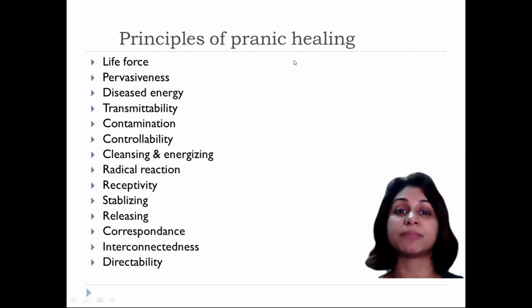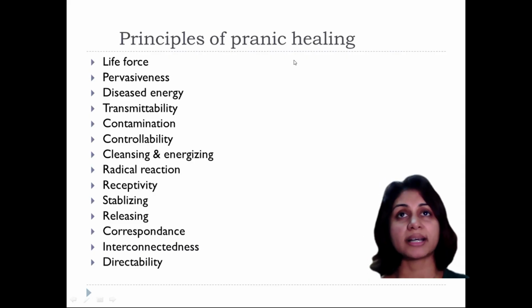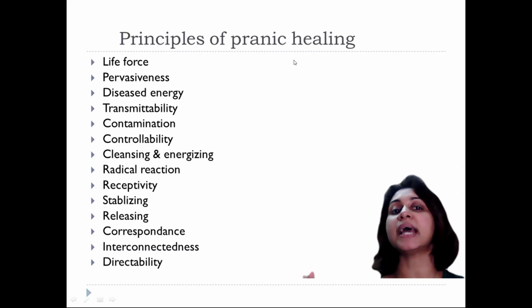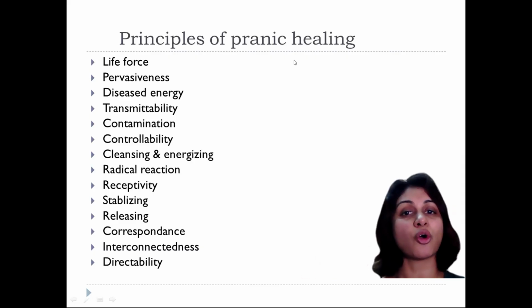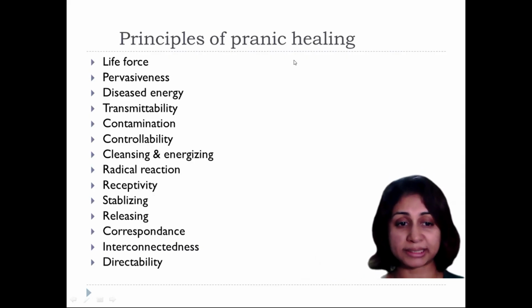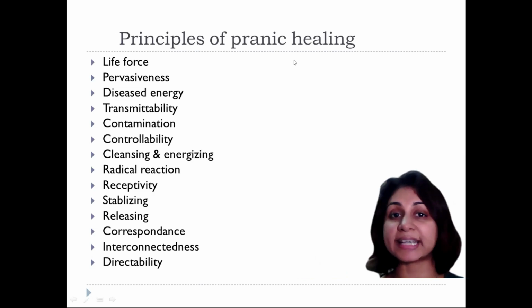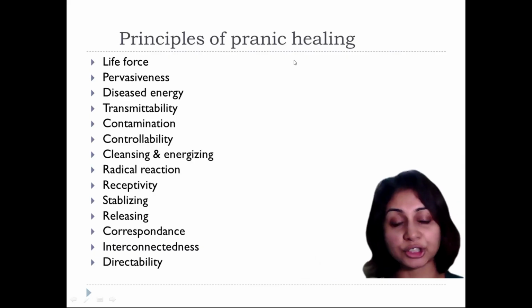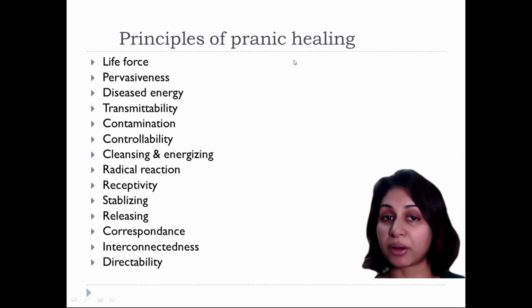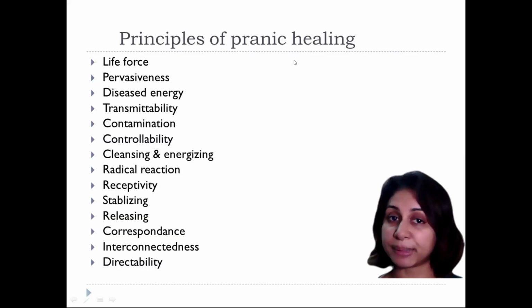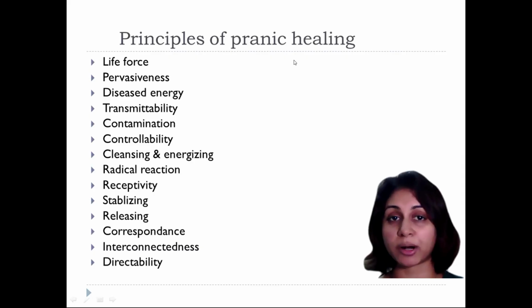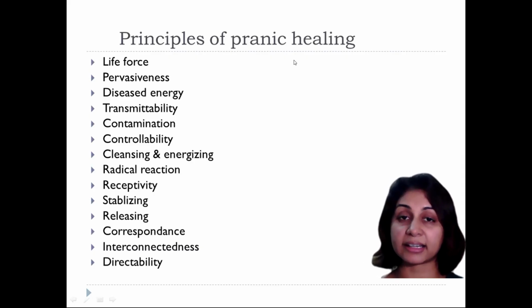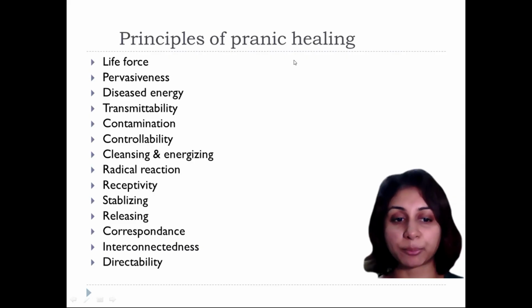The next principle is the principle of controllability. This life force can be controlled. We are basically controlling this life force to go into that particular person and heal the person. That is the basis of the principle of controllability. Next is the principle of cleansing and energizing. That is the basic of pranic healing, where we are cleansing the dirty diseased energy and energizing with vital prana, or the white prana at the basic level. In the level 1 healing, we use only white prana for energizing. So we cleanse the area and energize with white prana.